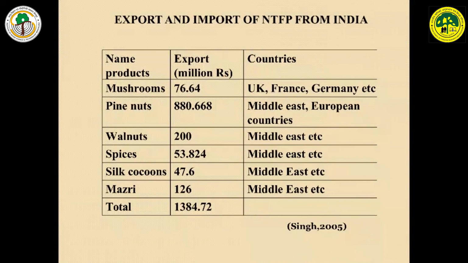The pine nuts are a major collection and income. When processed in the right way, they fetch a good amount. Then walnuts, spices, and silk cocoons collected from the wild. Then again, that is also a silk only, Muga.